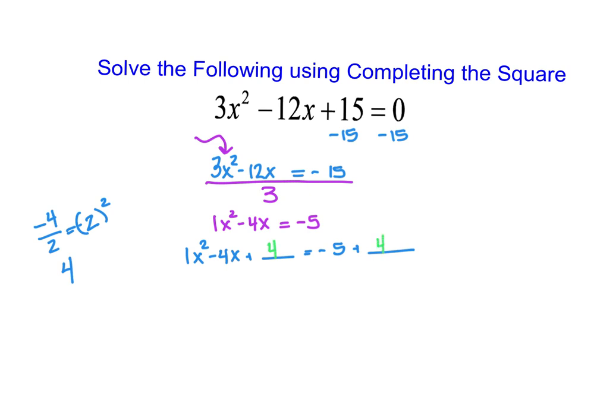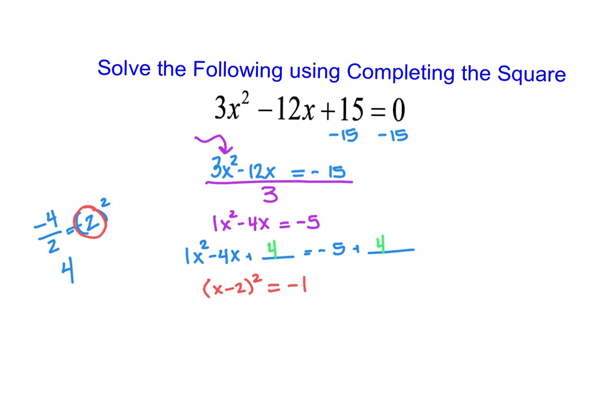So then from here, I can see that I've created a perfect square trinomial. So this part on the left is going to be x minus 2 quantity squared. Remember that negative 2 comes from right here. And then negative 5 plus 4 is just going to be negative 1.